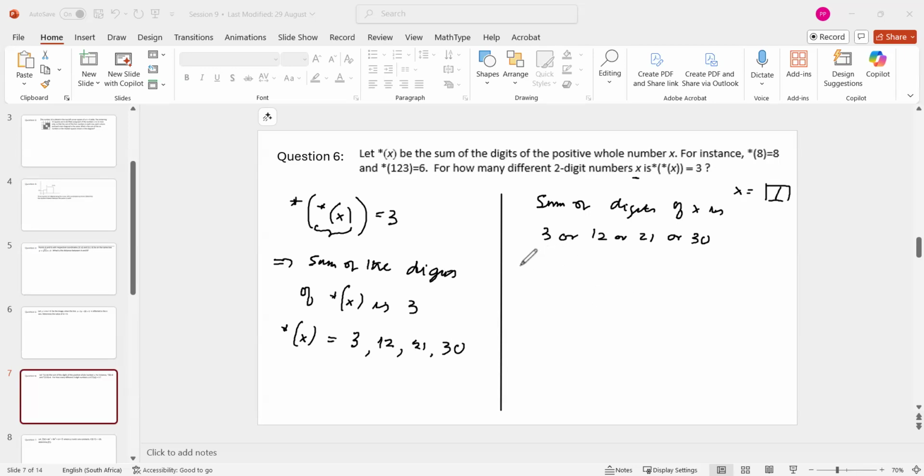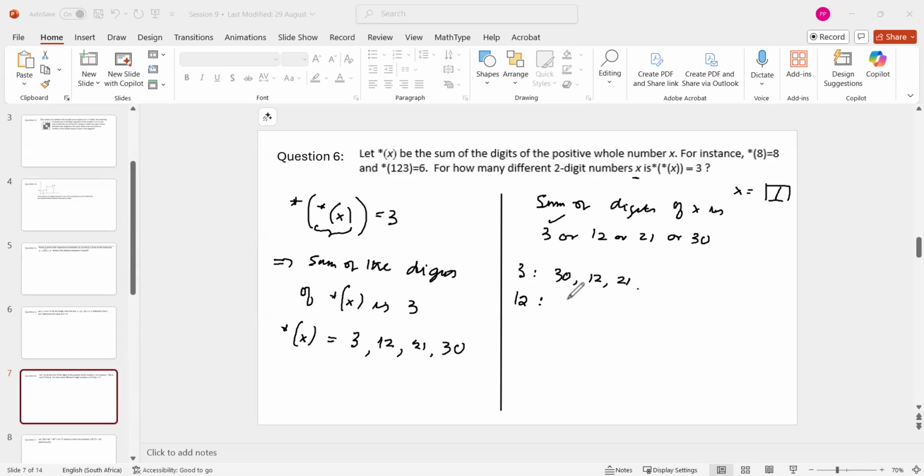Right. Let's take 3. Which 2-digit numbers have got the sum equal to 3? It's 30. Or you could have 12. Or you could have had 21. I think those are the only 2-digit numbers whose sum is 3. Let's try 12. Which 2-digit numbers have got the sum of the digits is 12?